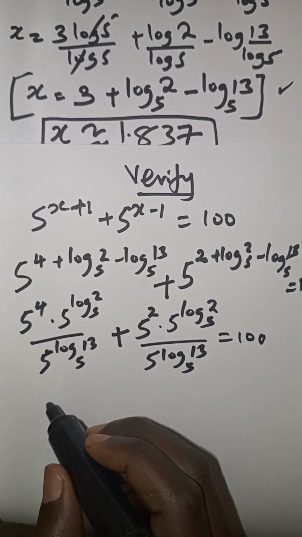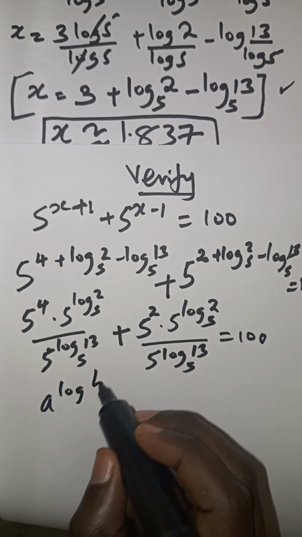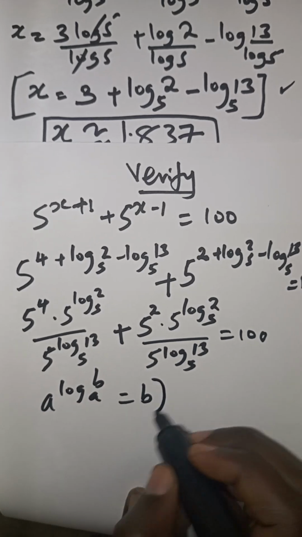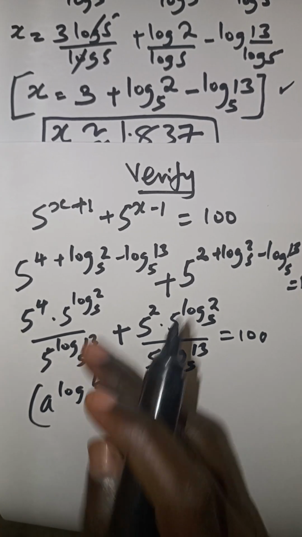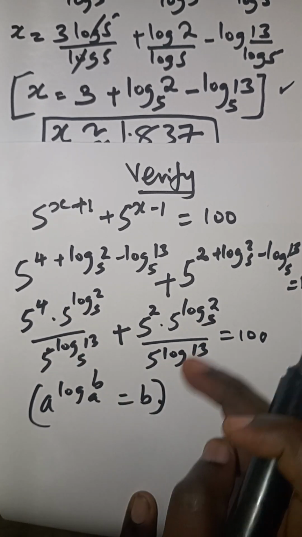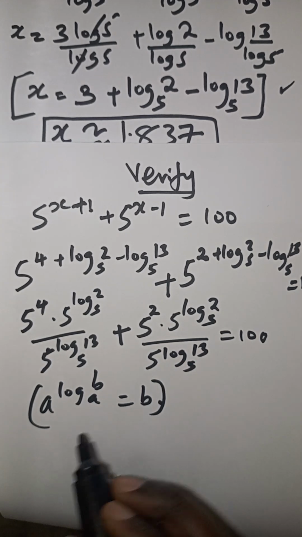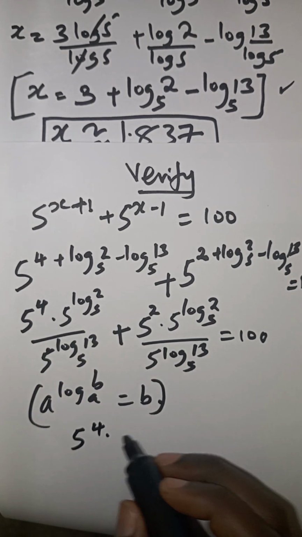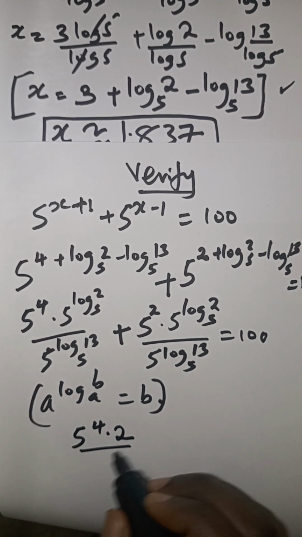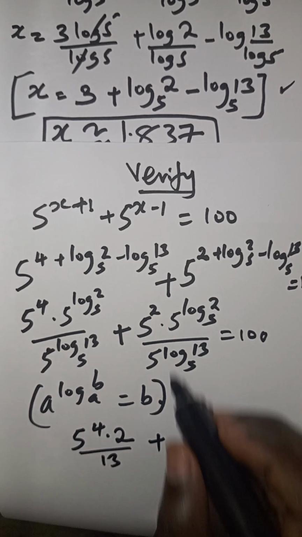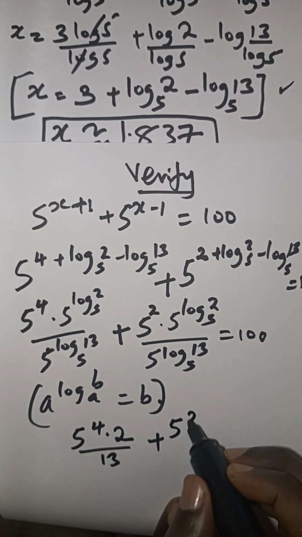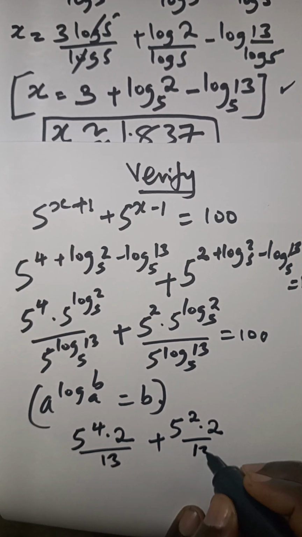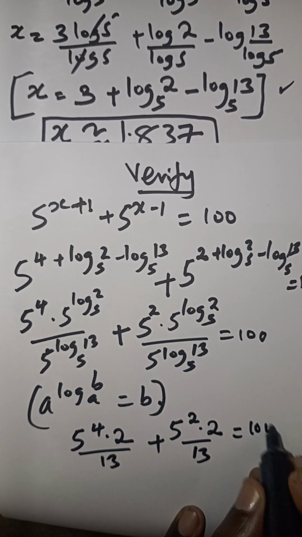So recall that when you have a raised to the log of b base a, since the bases are the same, then this equation changes to b. Applying that law there, there, and there, and there, I'm going to end up with 5 to the power 4. This and this cancels, multiply by 2, divide by 13. This and this changes to 5 to the power 2, multiply by 2, divide by 13, should give me 100.